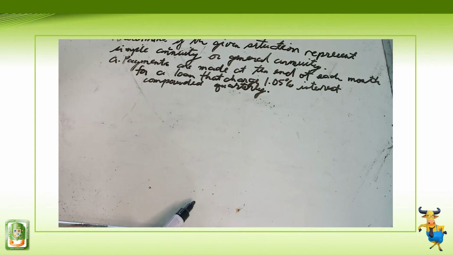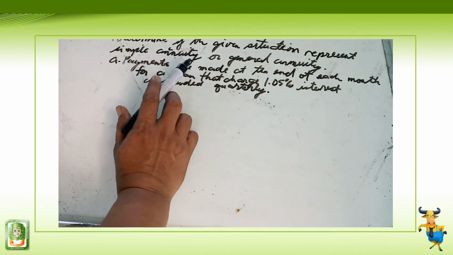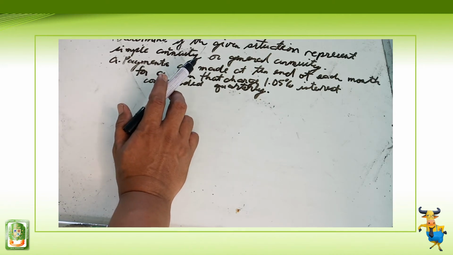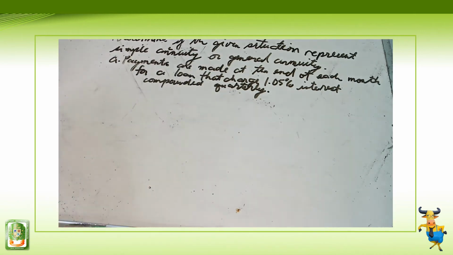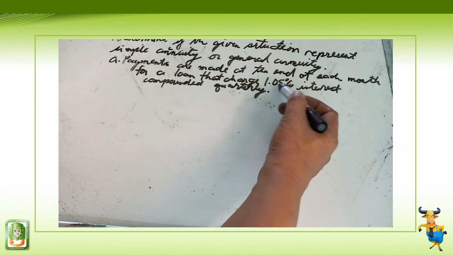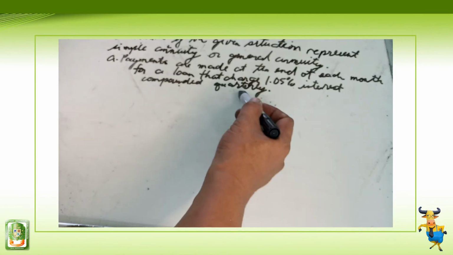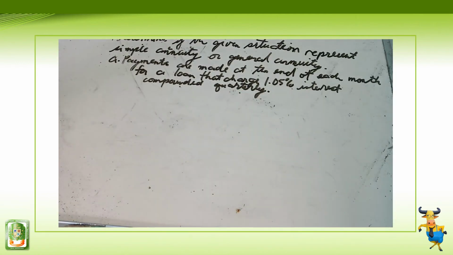So what is a simple annuity? Simple annuity, interest conversion or compounding period is equal or the same as the payment interval. What is general annuity? Interest conversion or compounding period is unequal or not the same as the payment interval. So this one example, payments are made at the end of each month for a loan that charges 1.05% interest compounded quarterly. So what kind of annuity is this? Simple annuity or general annuity?